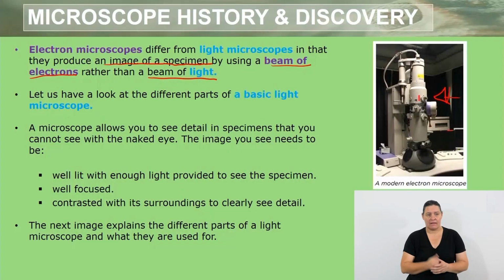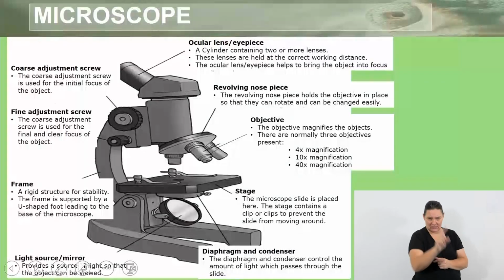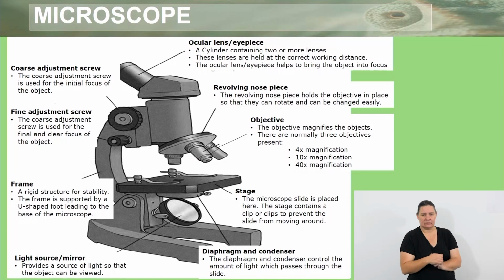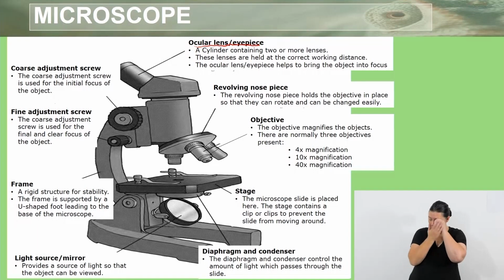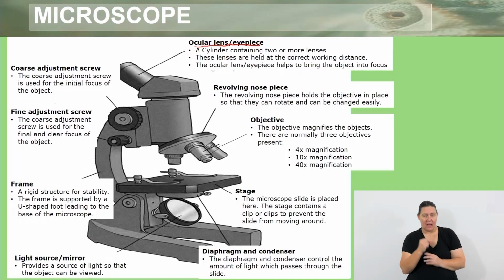The next image explains the different parts of a light microscope and what the function of each part is. So as you can see, this is our microscope. Now we are going to look at each part and its function. The first one that we are going to look at is the ocular lens, which is also known as the eyepiece. I think from the name you can already tell that this is the part that you put your eye on. It is a cylinder containing 2 or more lenses.